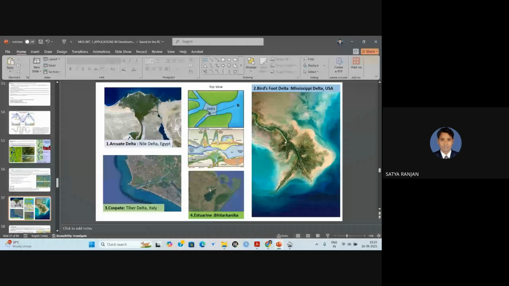So just look at some of the deltas. This is the arcuate delta, the Nile delta, Egypt, on the Nile river. Then second is the bird's foot delta, the Mississippi delta, in the USA. So it looks like a bird's foot. Then there is the cuspate delta, that is in France, and then the estuarine delta, which is also found in Bhitarkanika.